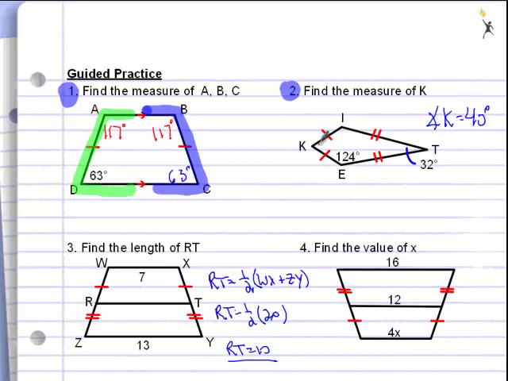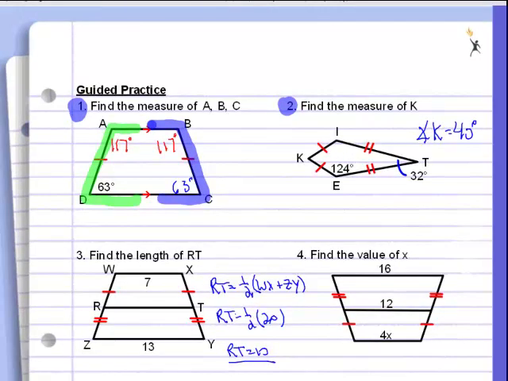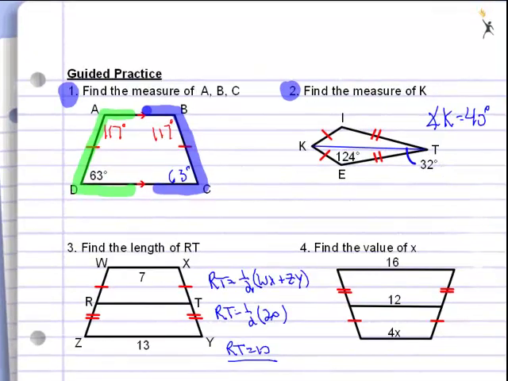Number 2 was a little bit harder. Number 2 deals with the properties of a kite. Now, I'm going to draw a diagonal in this problem so that you can see my thought process. I knew that angle T was 32 degrees. But when I draw a diagonal, I cut my kite into 2 equal halves, meaning that angle T and angle K got bisected. So this half of angle T is 16 and this half is 16.